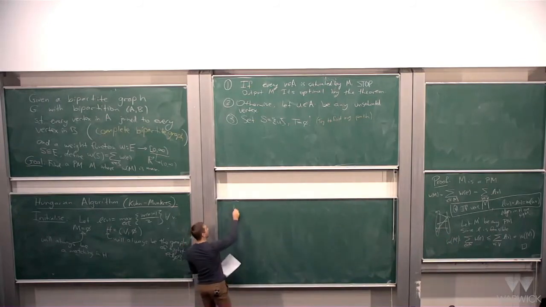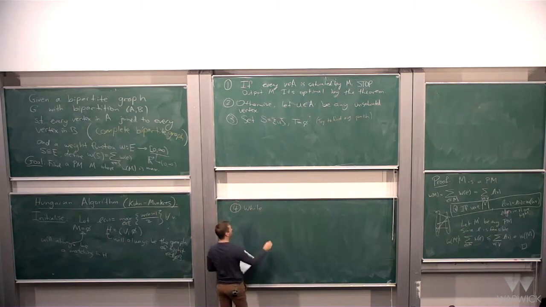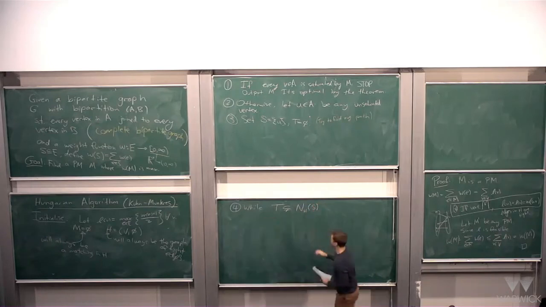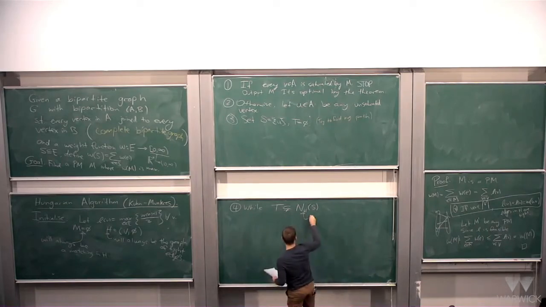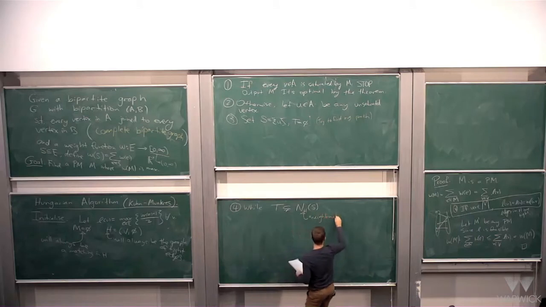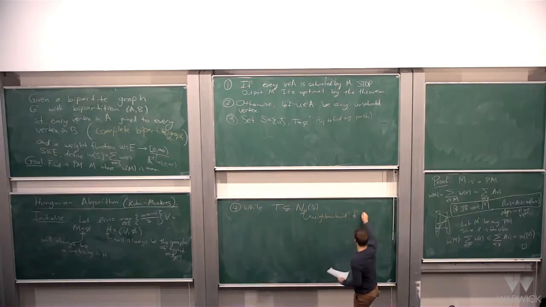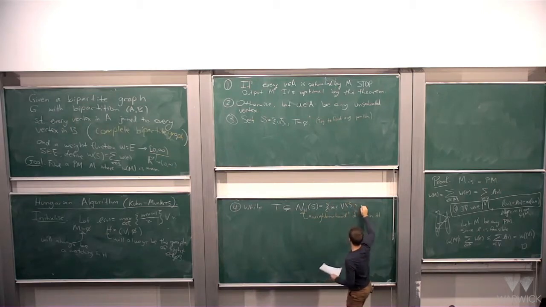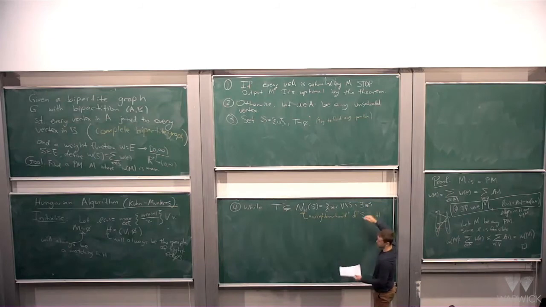Okay, so while T is a strict subset of N_H(S), I'll explain this notation. This is the neighborhood of S in H. So what do I mean? Formally, this is the set of all, let's say, Z in V minus S such that there exists X in S such that they're adjacent. So it's all the things you can reach. So XZ is in the edge set of H.